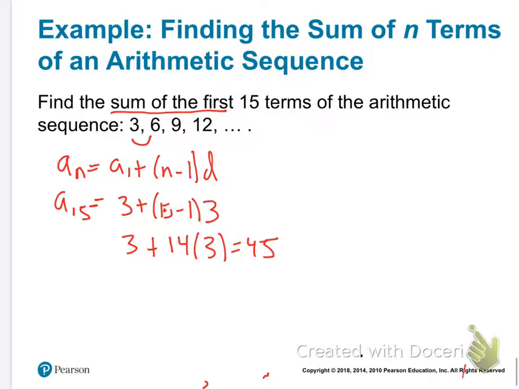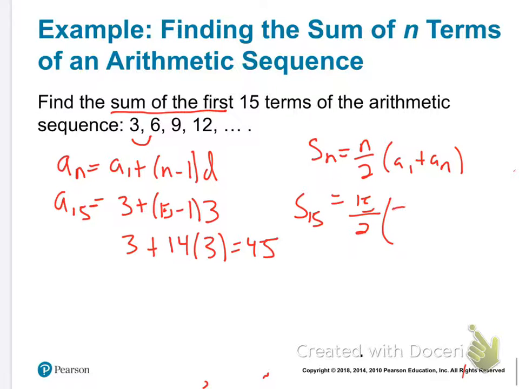Then we can use the formula we just got. S sub n equals n divided by 2 times a sub 1 plus a sub n. So the sum of our first 15 is going to be 15 divided by 2, which is 7.5, times my first number, 3, plus my last number, 45, which gives me 48. When we put all this together, you end up with the sum of your first 15 terms being 360.